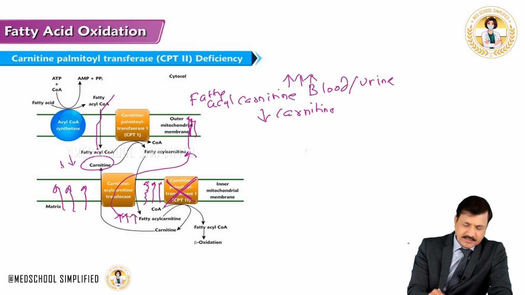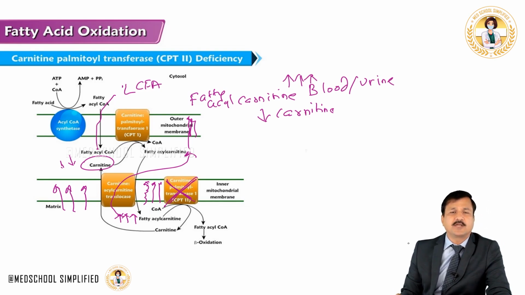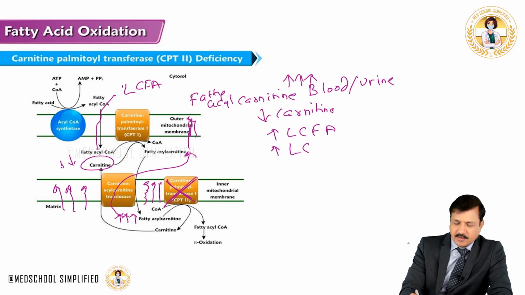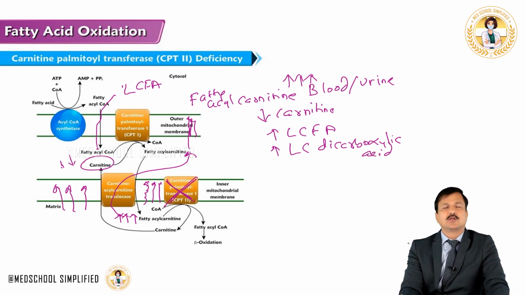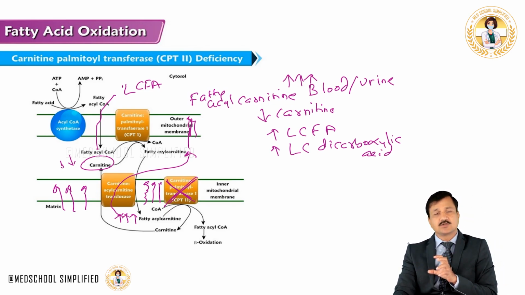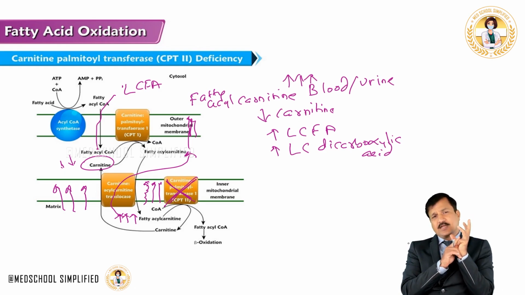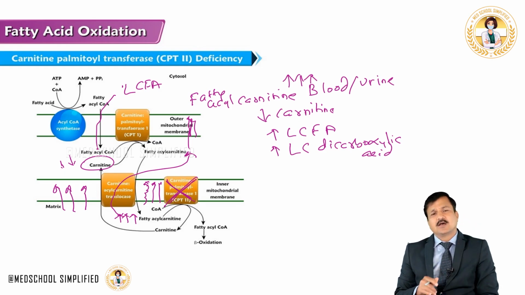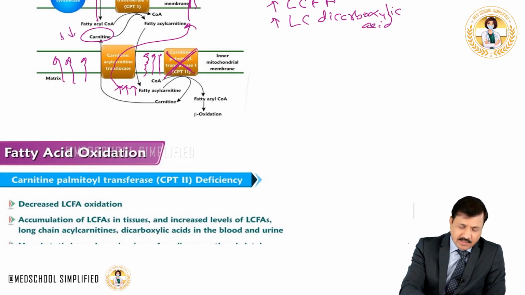Some of the long chain fatty acids can come out into the cytoplasm because of damage to the mitochondrial membrane. So you will see an increase in LCFA and also an increase in long chain dicarboxylic acids, because some of the long chain fatty acids will go into the endoplasmic reticulum to become dicarboxylic acid. So these are the findings in CPT2 enzyme deficiency. Most importantly, increase in fatty acetylcarnitines, decrease in free carnitines, increase in LCFA, and increase in long chain dicarboxylic acid. So that is what I have written here.